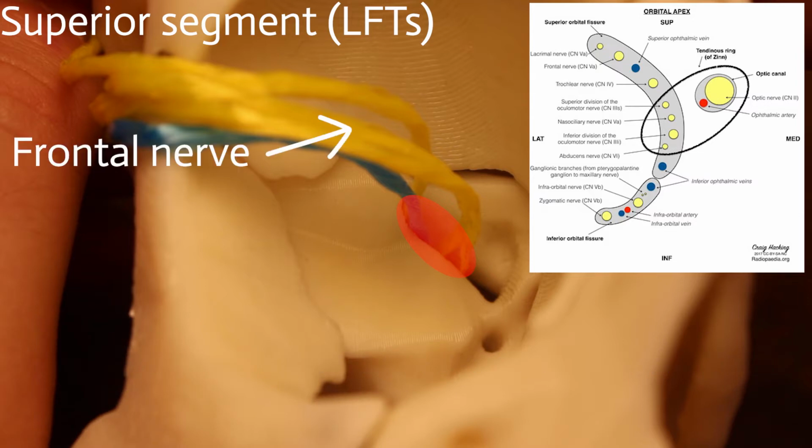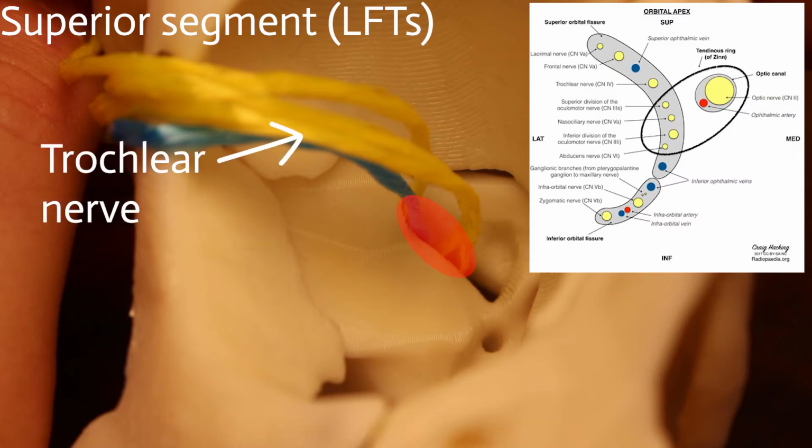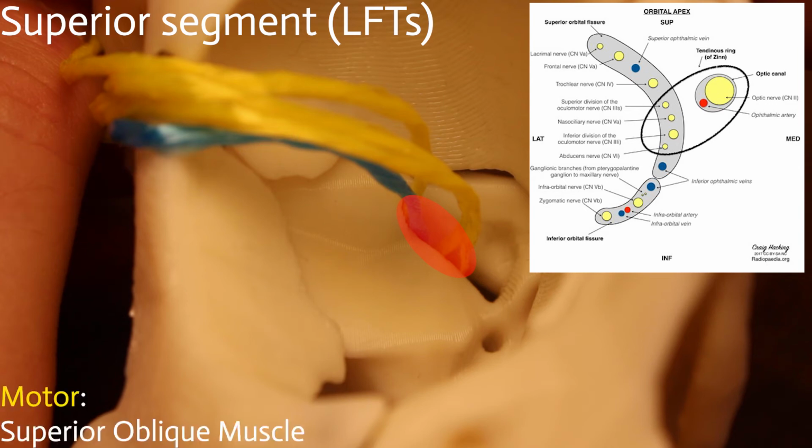The frontal nerve is the largest branch of V1, and it is pure sensory, providing sensory innervation to the forehead, frontal sinuses, and the upper eyelid. The trochlear nerve is cranial nerve 4, and it provides pure motor to the superior oblique on the contralateral side after decussation around the brainstem.